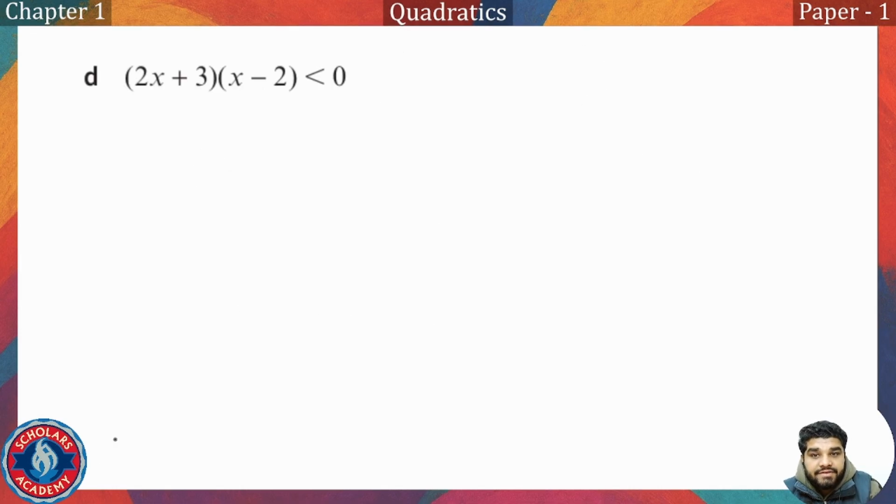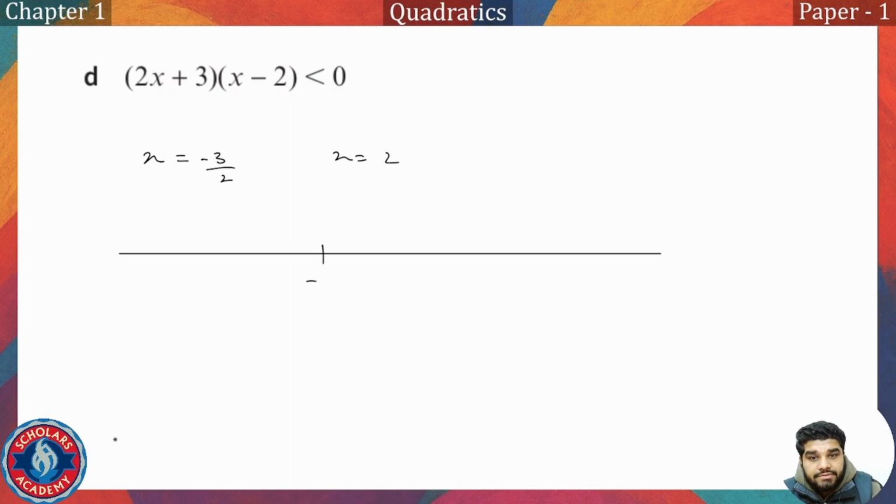The factors are 2x plus 3 and x minus 2. And what we want is the value of y to be less than 0. Now, first of all, x equal to negative 3 by 2 and x equal to 2 are the two zeros of this quadratic expression. We got three intervals. What we want is the value of y to be less than 0, right? That means we'll take any value from the intervals, substitute it over here, and check whether we are getting a negative value or not.